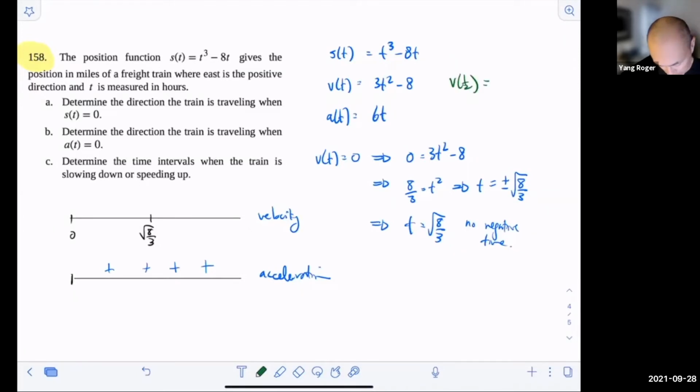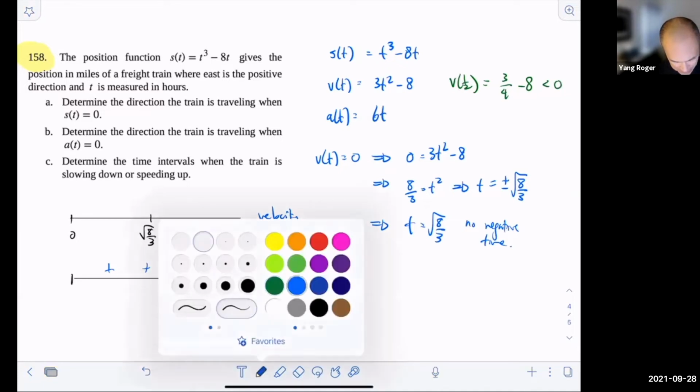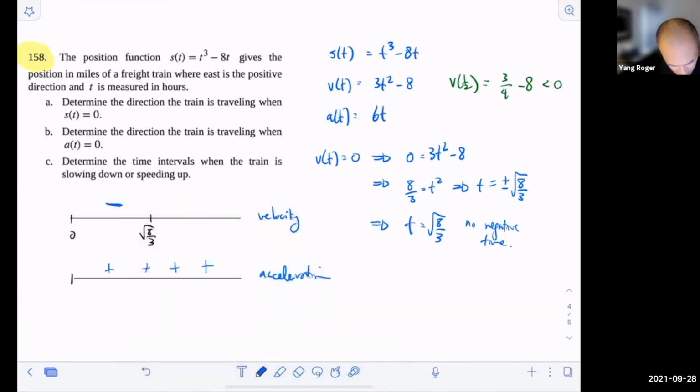I'm going to get 3/4 minus 8. And that's going to give me a negative number. So what that means is that my velocity is negative on this part. I can choose a number like 3. If I have v of 3, that's going to give me 27 minus 8. That's greater than 0. So the velocity is positive on this side.